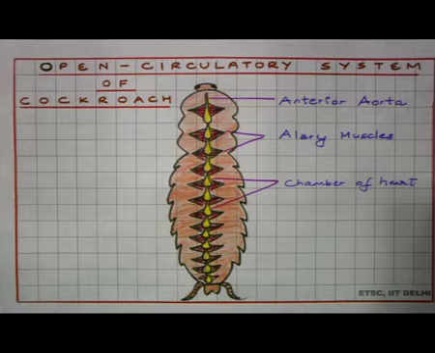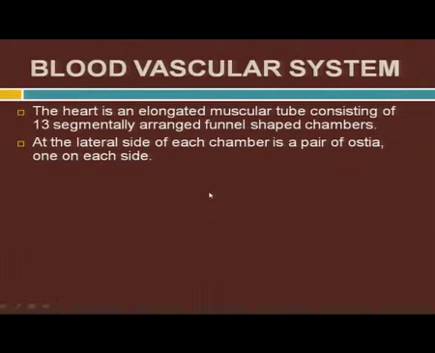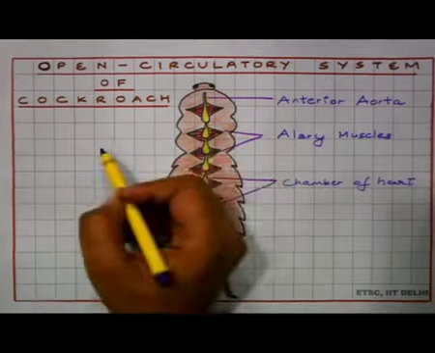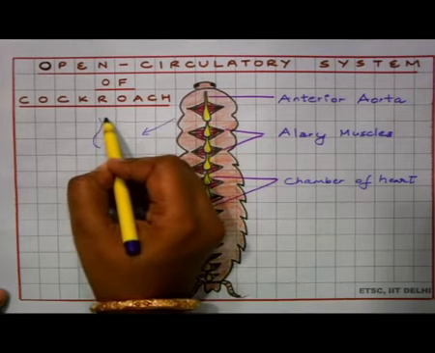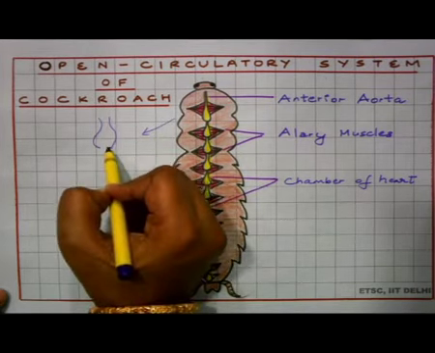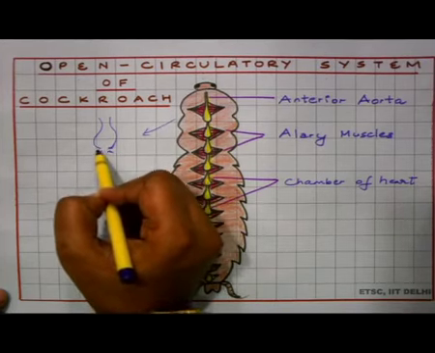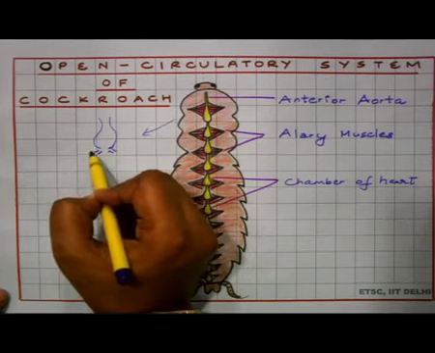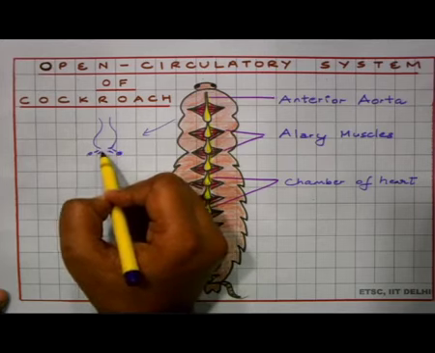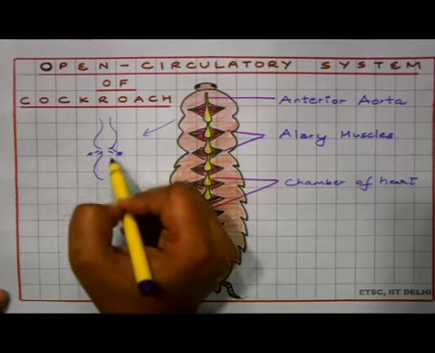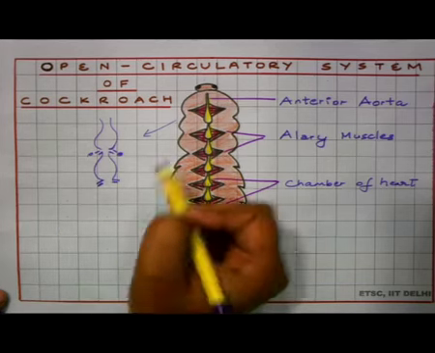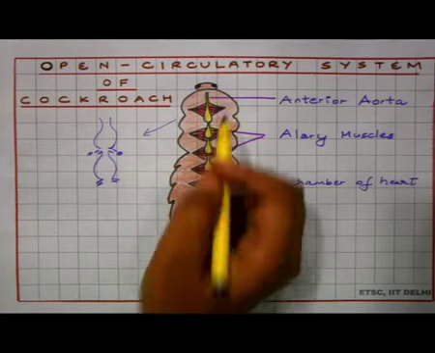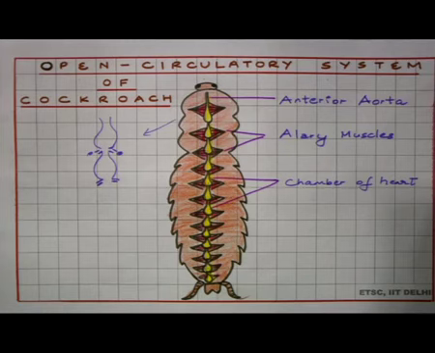At the lateral side of each chamber is a pair of ostia, one on each side. So, if I show this particular chamber, there is an ostia on either side. This is one ostia and this is the other ostia, and again the next chamber will arise and there will be two ostia here. The function of the ostia is regulated by valves, right. These valves regulate the ostia.